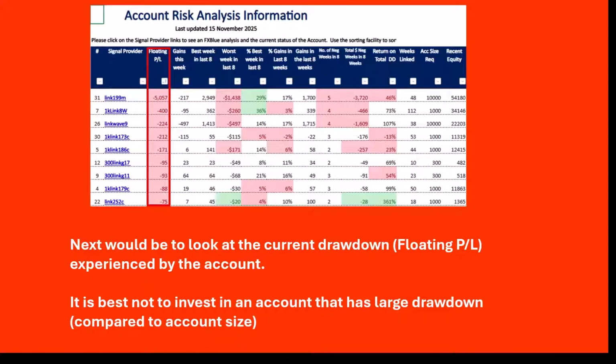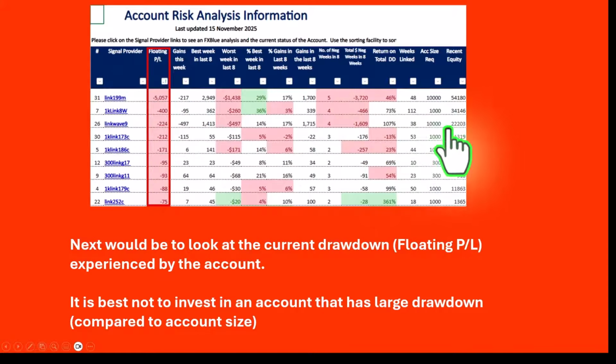And then lastly, we look at the floating profit and loss, in other words, the current drawdown. Very simple. You look at that and also compare it with the account size that's required. It is best not to invest in an account that has a large drawdown. By sorting this column from small to big, you can find accounts that have got very small drawdowns, and those are most probably more attractive than ones that are doing well. These accounts, look at them, they're doing well, but that particular one has a very high current drawdown.